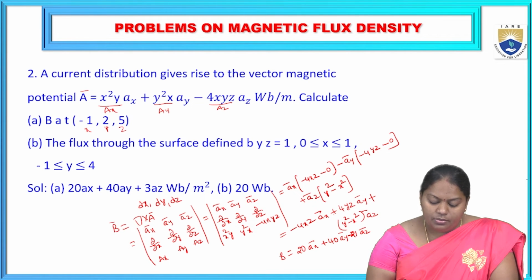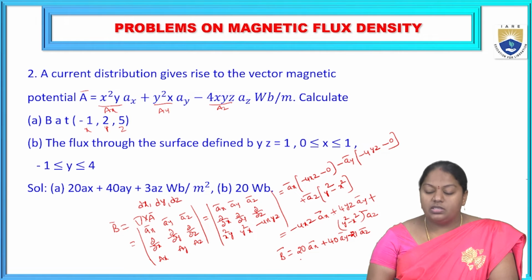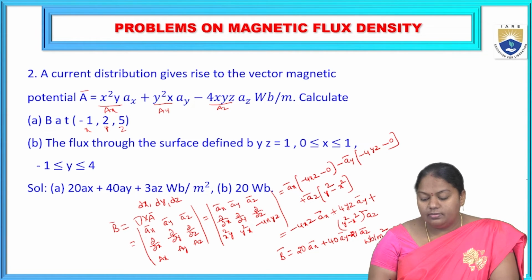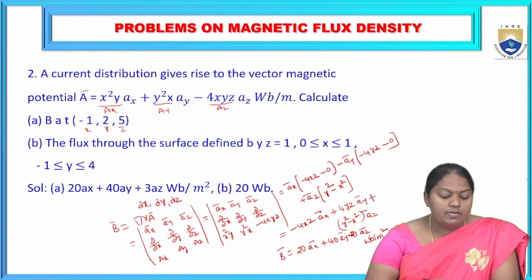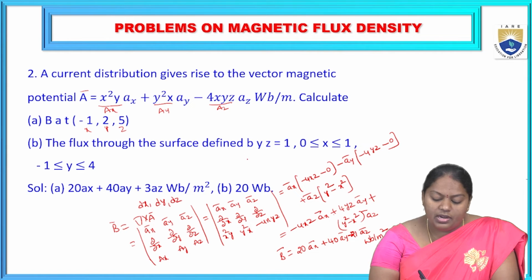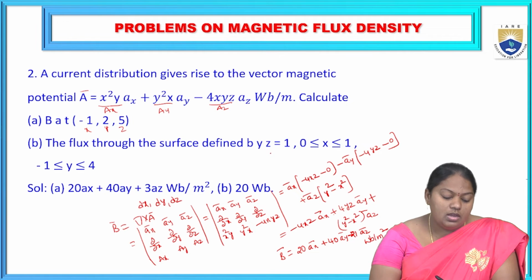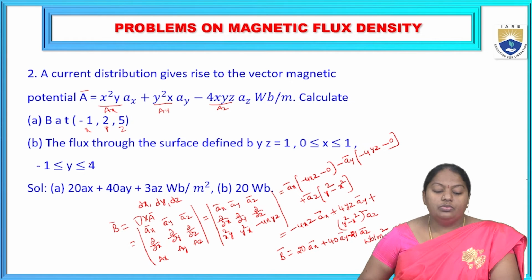This is the B value. In general, B is measured in Weber per meter square or Tesla. So this is the value of B to be obtained: 20ax plus 40ay minus 21az Weber per meter square. Now the flux through the surface defined by z equal to 1, with x ranging from 0 to 1 and y from minus 1 to 4.